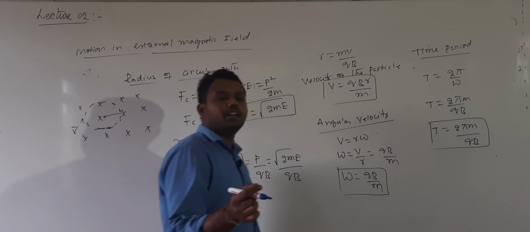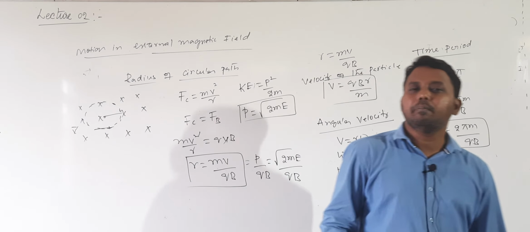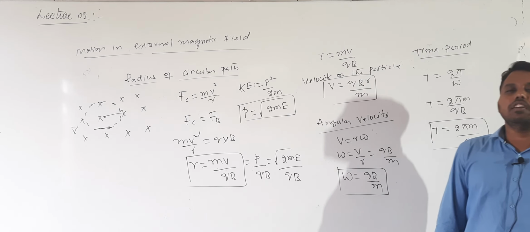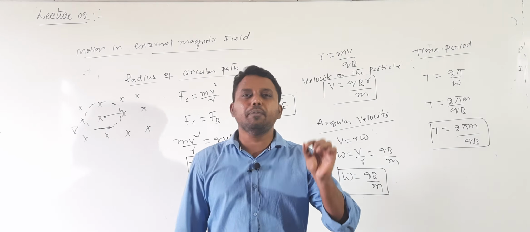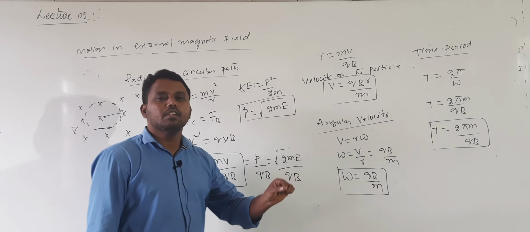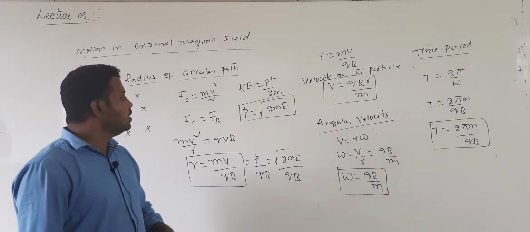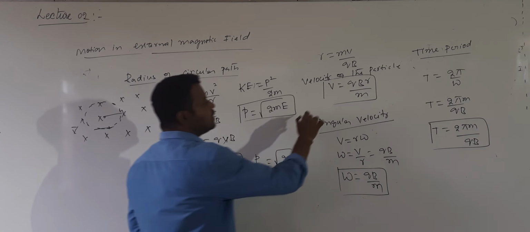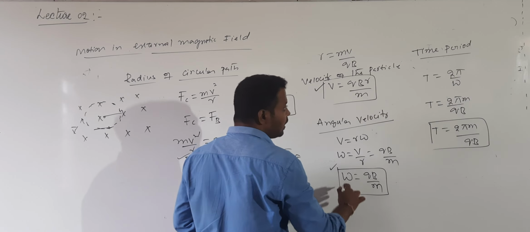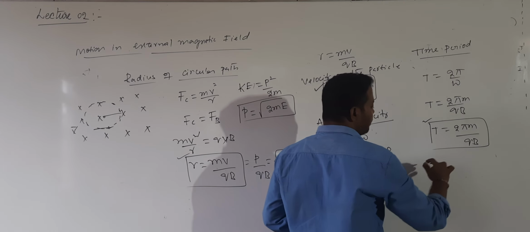Simple numericals can be asked for subjective. But remember, in subjective level questions, the numericals they ask will be directly based on the concept, so you can easily answer. So this is the expression for radius, this is the expression for velocity, the expression for angular velocity, and the expression for time period.